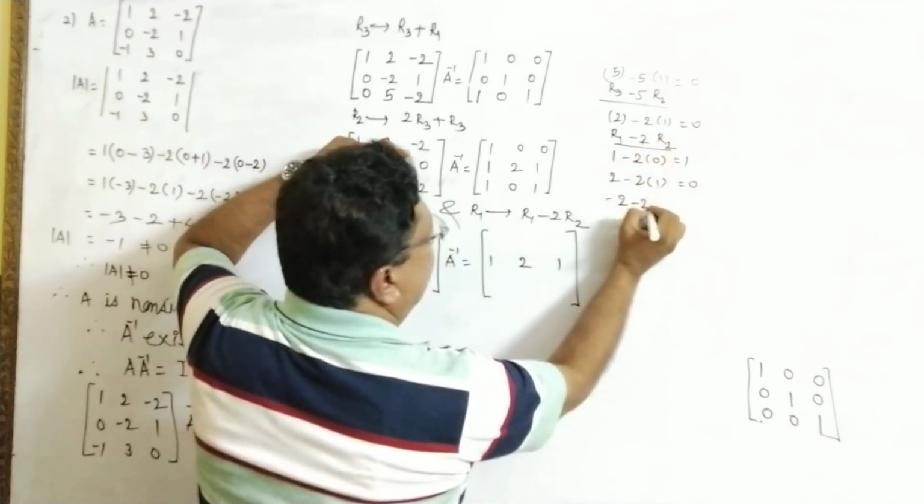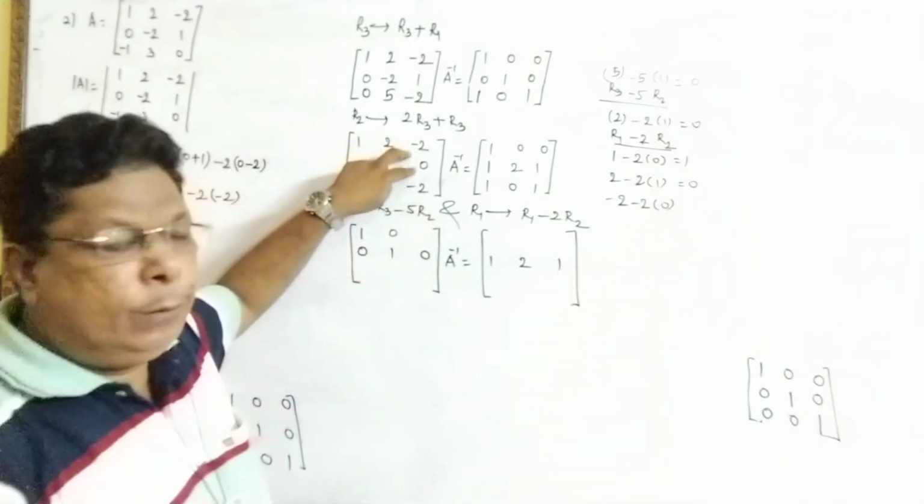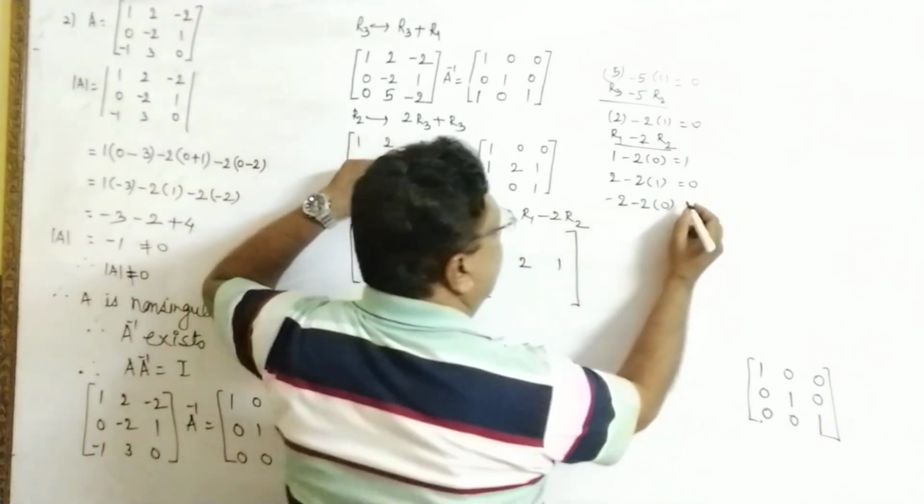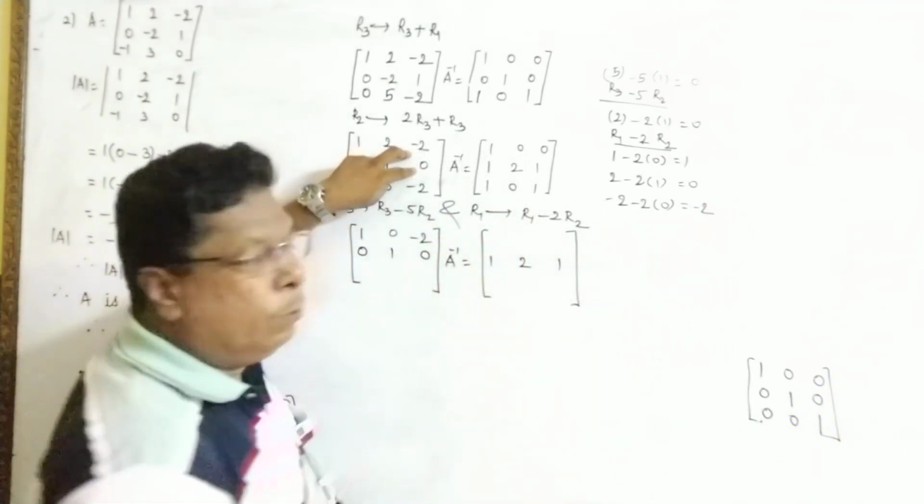This -2, R2 is 0. -2 into 0 is 0. -2 minus 0 is -2. So this element is -2.